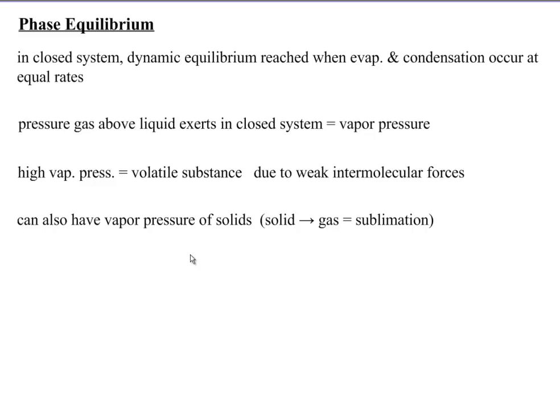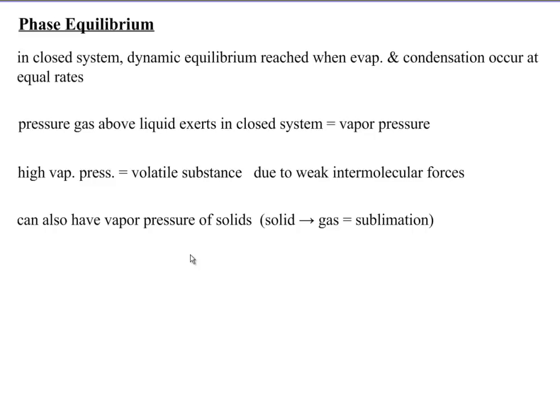And when we have, for instance, between a liquid and gas, the rate of evaporation and the rate of condensation happening at the same rate, then we have a phase equilibrium. The pressure that a gas exerts above a liquid in a container is called the vapor pressure. If I have a very high vapor pressure, that means that a lot of liquid has gone to the gas phase. I have something that is called a volatile substance. Volatile means easy to evaporate. And volatile substances are due to weak intermolecular forces. So these are going to be substances that have London dispersion forces, primarily nonpolar substances, primarily organic nonpolar compounds.